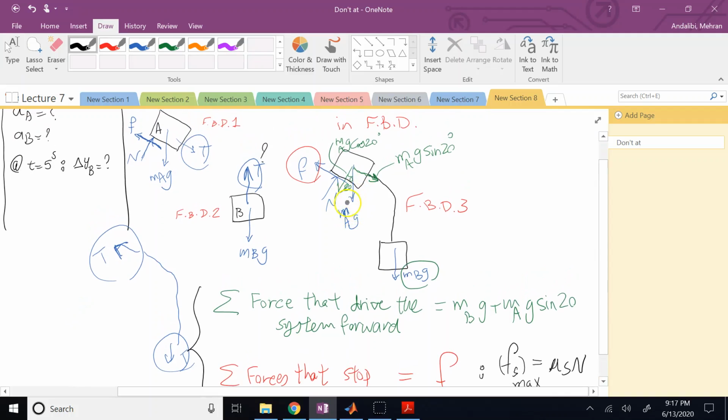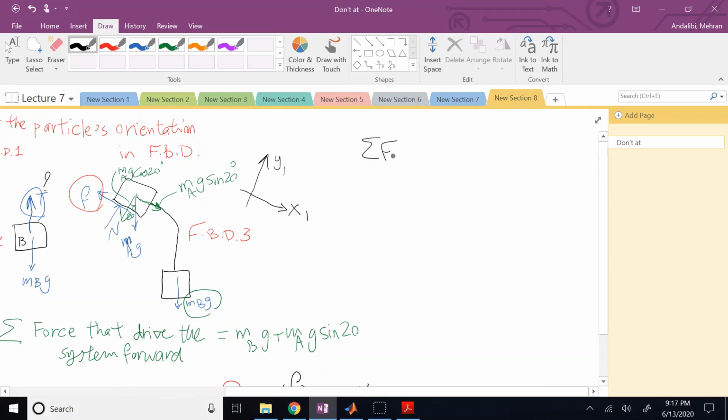If I just look into this direction, normal to the surface, if I call it y prime, or if you don't like it, I can call it y1, or whatever you want to call it. In this direction, parallel to the inclined surface, I call it x1, okay? If I write the sum of the forces along the y1 direction is equal to mass of object A times acceleration of object A in the y1 direction. Clearly, object A does not get off the surface, so this is 0, and from here you see that N should be equal to MAG cosine of 20, right?